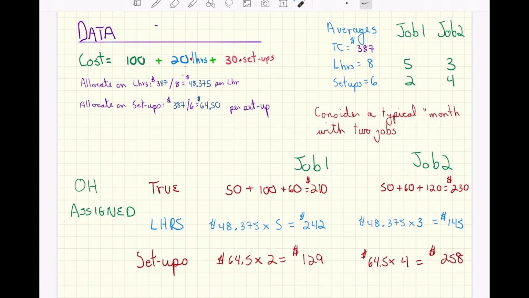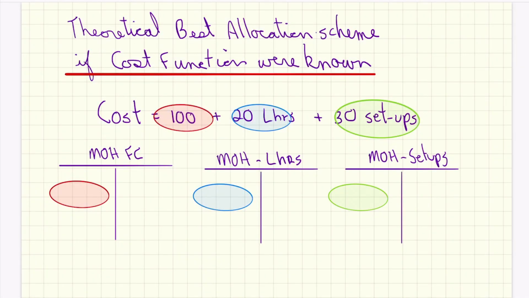So this is the sort of problem that we're faced with if we don't know what the true cost function looks like. Theoretically, if we knew the true cost function, then we would put the fixed cost into one overhead account and come up with a method for allocating that. We would take all of the costs related to labor hours and put them into another account, and then we would assign those using a rate like $20 per labor hour, and then we would figure out all of the overhead costs that are applicable to setups, and then we would assign those costs at a rate of $30 per setup. So theoretically, that would solve the problem.